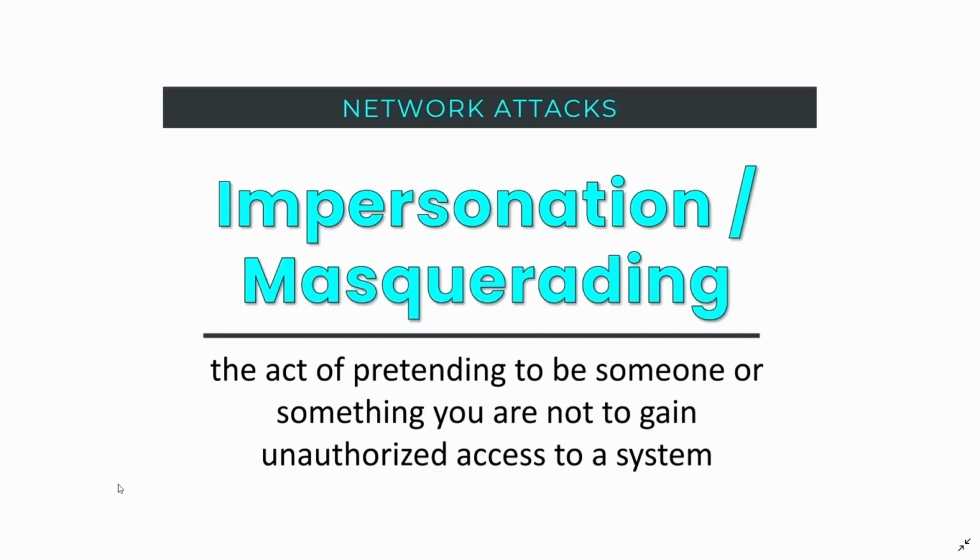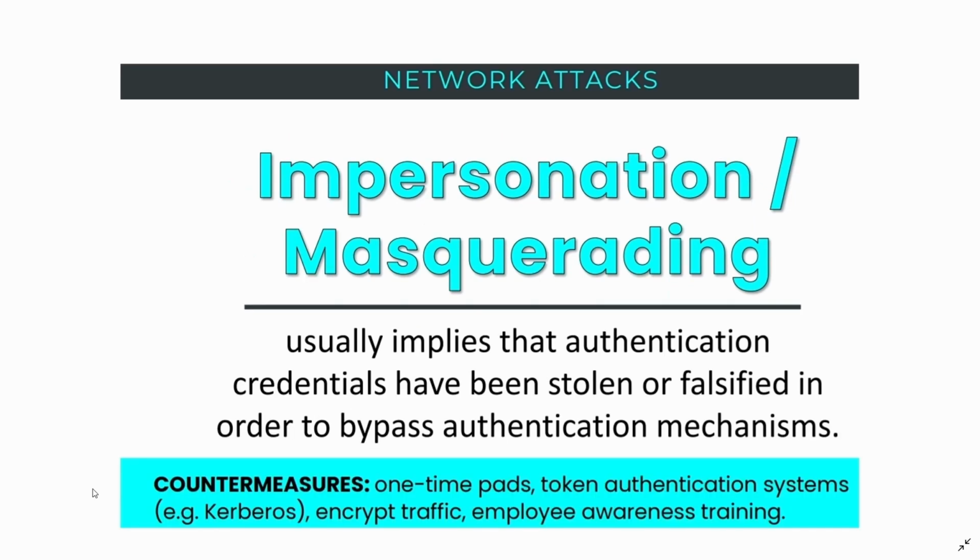Another type of network attack is impersonation or masquerading. This is the act of pretending to be someone or something you are not to gain unauthorized access to a network or system. Impersonation attacks also usually imply that authentication credentials have been stolen or falsified in order to bypass authentication mechanisms. Some countermeasures to stop this attack are one-time pads, token authentication systems, encrypting traffic, and employee awareness training.